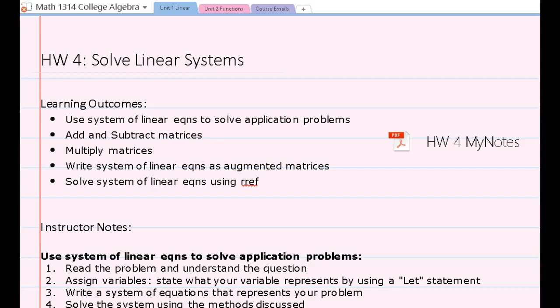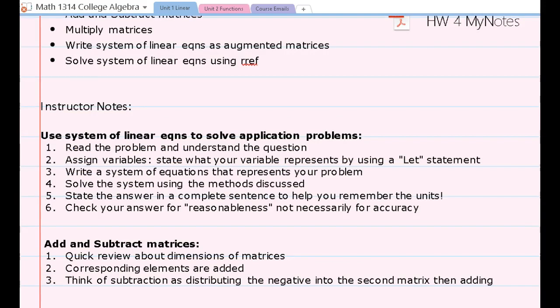This video is the introduction to solving linear systems. The learning outcomes would be to use system of linear equations to solve application problems, add and subtract matrices, multiply matrices, write a system of linear equations as an augmented matrix, as well as solving system of linear equations using rref, which is going to be a function found on our graphing calculator.